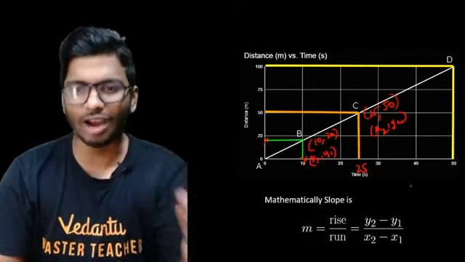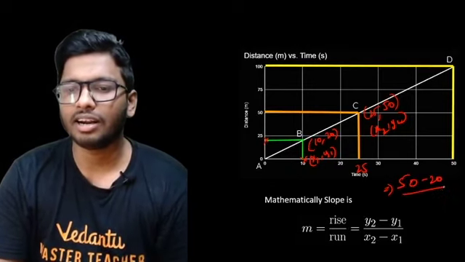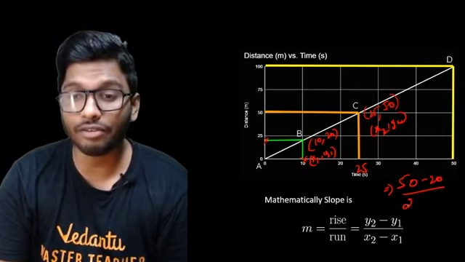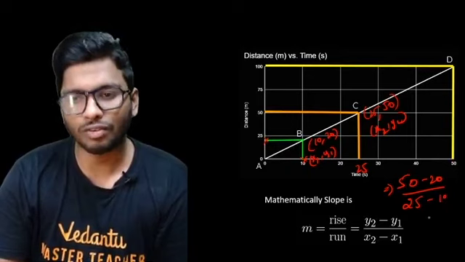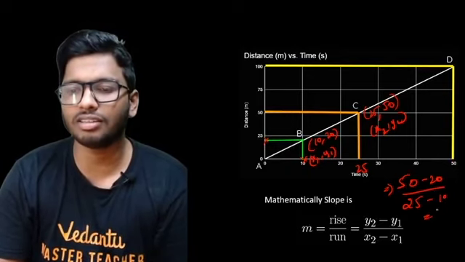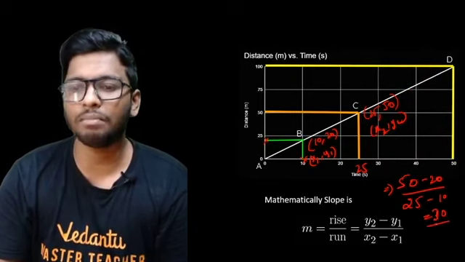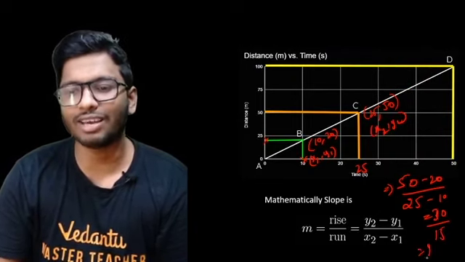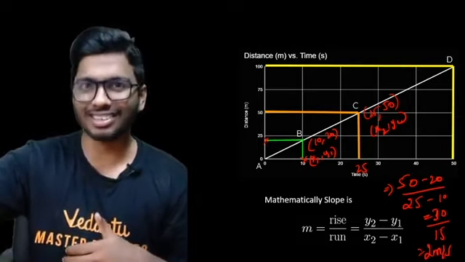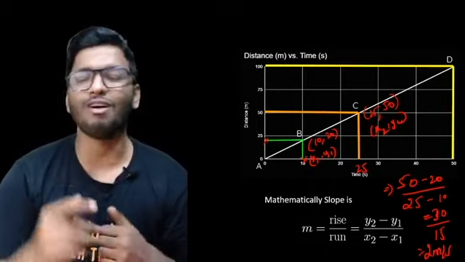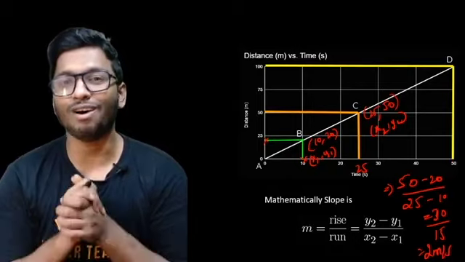So if you have to calculate it, in this case y2 is 50, y1 is 20, x2 is 25 and x1 is 10. So if you calculate it, what are you going to get? You're going to get, 30 divided by 15, sorry, not 40, 30, which again gives you 2 meters per second itself. As simple as that. So you take any 2 points like this on the graph, use this formula y2 minus y1 divided by x2 minus x1, you would get the speed of that particular body.